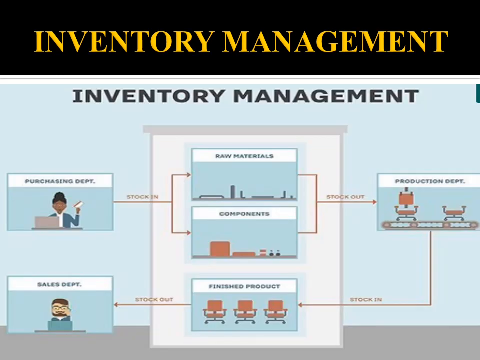This is a picture showing inventory management of an organization. Here we can see almost all departments, the raw materials, the components, finished products, etc. Here there is the purchasing department. They will provide the stock in. The raw materials and the components are supplied by the purchasing department, which are processed and stocked out to the production department. We can see the inventory management in an effective manner.